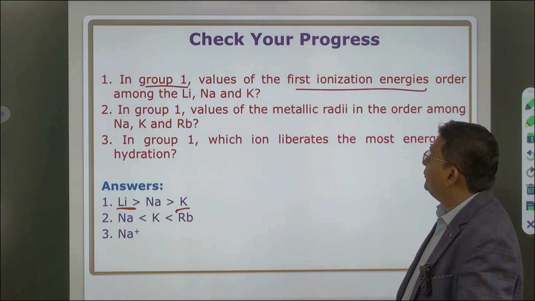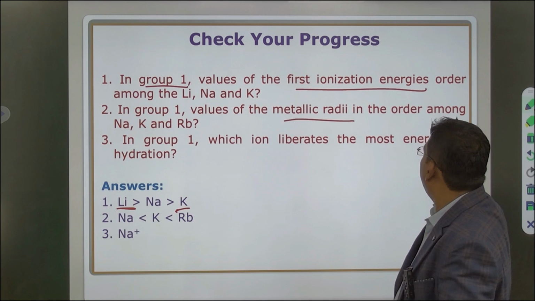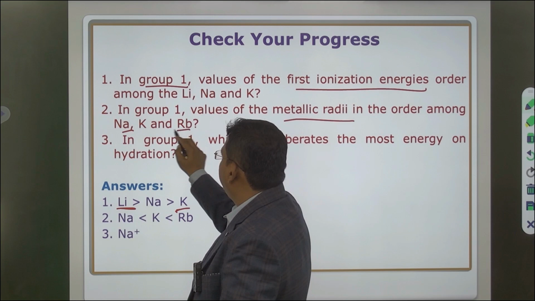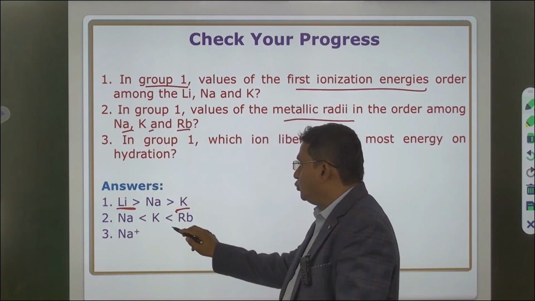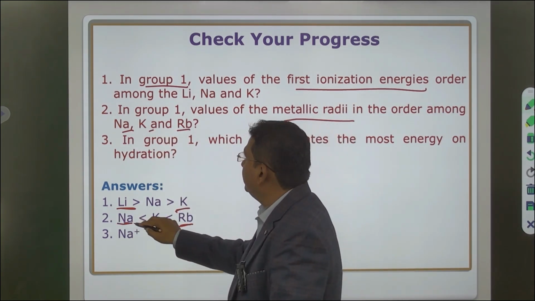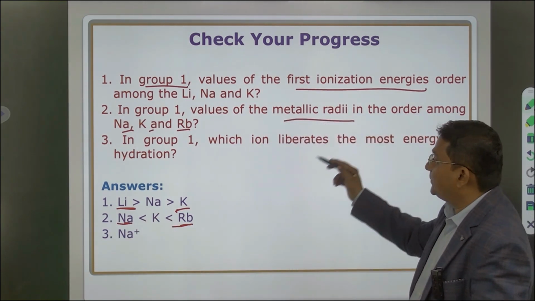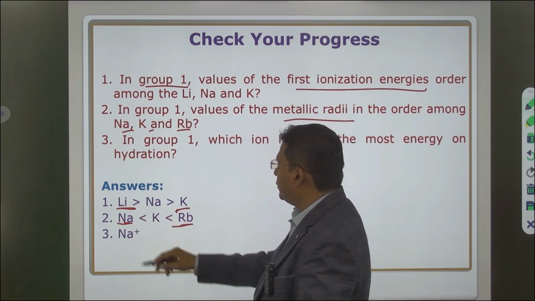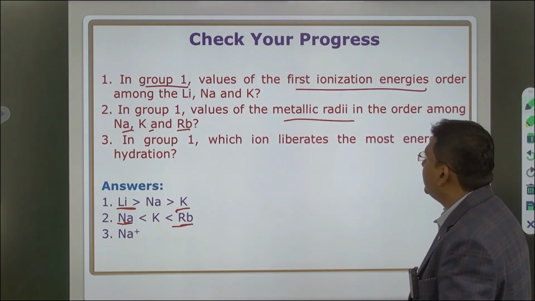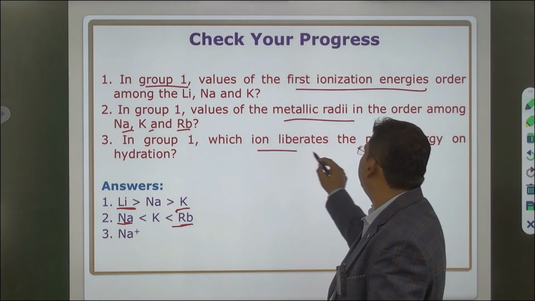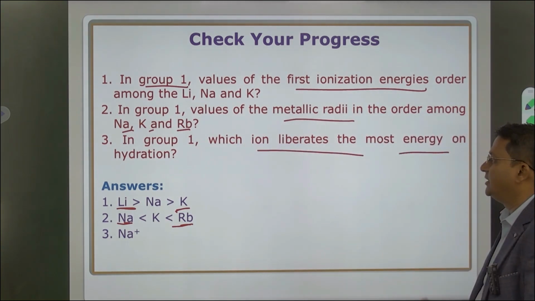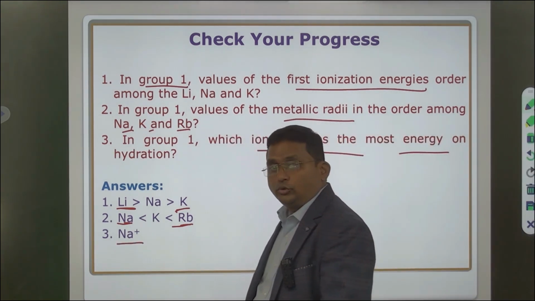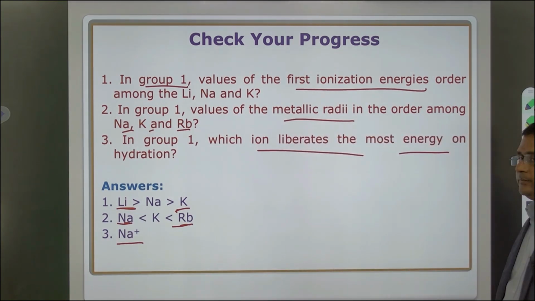In group 1, what is the order of the metallic radii among sodium, potassium and rubidium? Rubidium is the highest, and sodium has the smallest metallic radius, the lowest. And in group 1, which ion liberates the most extensive energy of hydration? In this you find sodium.